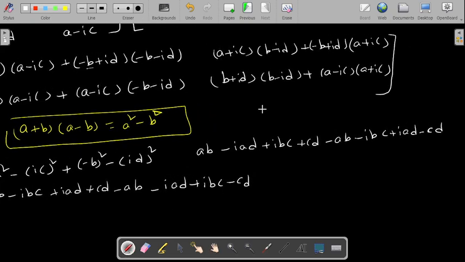Next this one, B plus iD into B minus iD. Apply this formula, A square minus B square. So B square minus iD whole square, plus A minus iC into A plus iC. Again, A square minus B square formula, A square minus iC whole square.